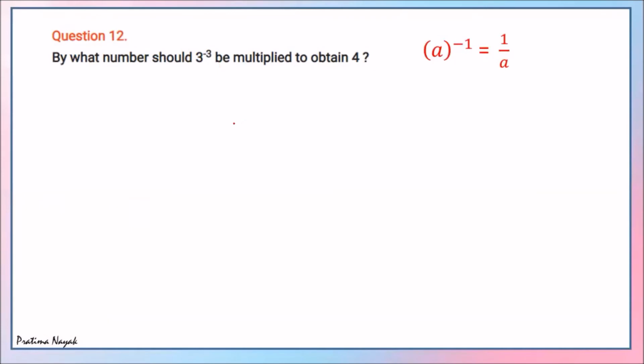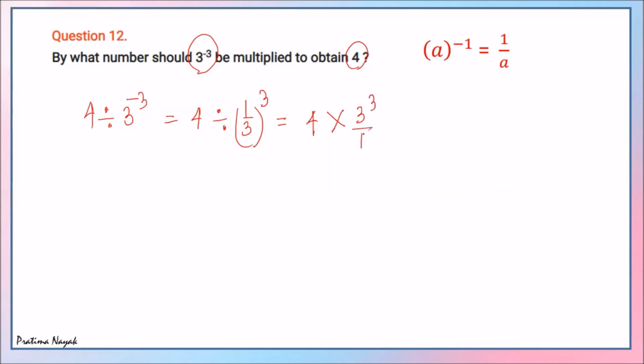Question number 12. By what number should 3^-3 be multiplied to get 4? So I'll write 4 divided by 3^-3. So 4 division, it will be 1/3^3. First you will make it positive, then you will do the division. What is division? Division will be 3^3/1. 1 to any power is 1. So 3^3 is 27 into 4, 108. Answer.